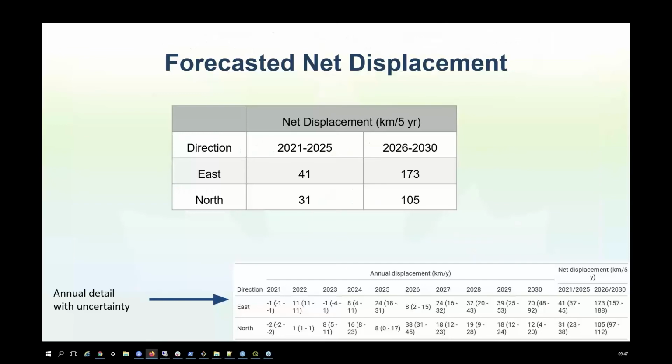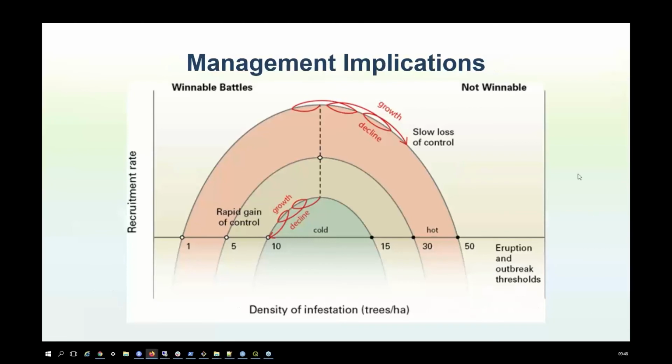And we have a similar forecasted net displacement as what I showed before. So the eastward direction over these next 5 years and northward direction over the next 5 years would be 41 and 31 kilometers. And the subsequent 5 years is quite a bit larger. And going into the details of why those two different 5-year periods are different would be an interesting conversation to address. And of course, I'm not going to talk about this other table, but we have actual annual predictions for these displacements and confidence intervals around them. Alex.